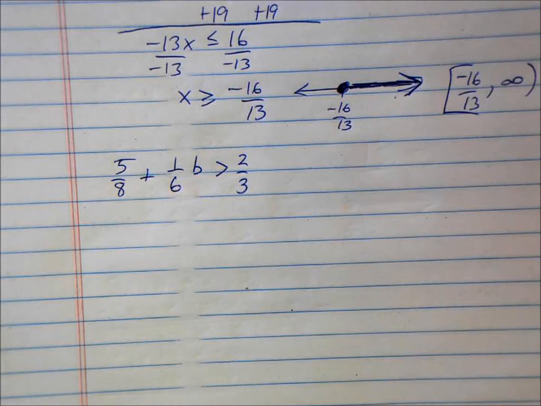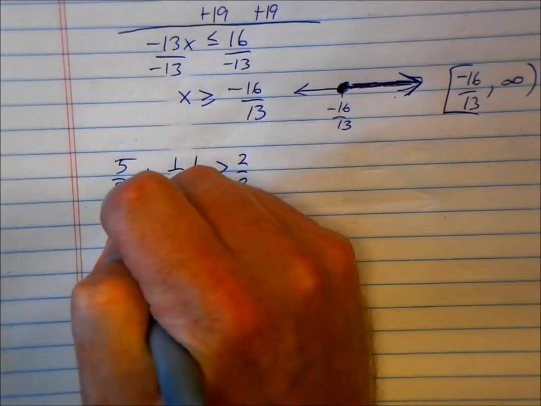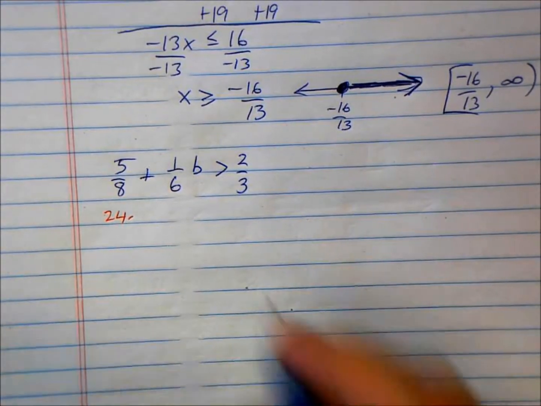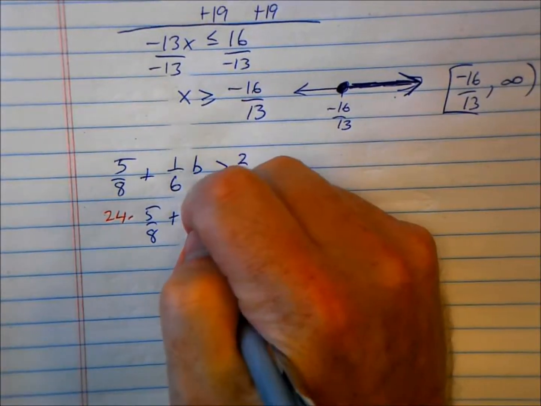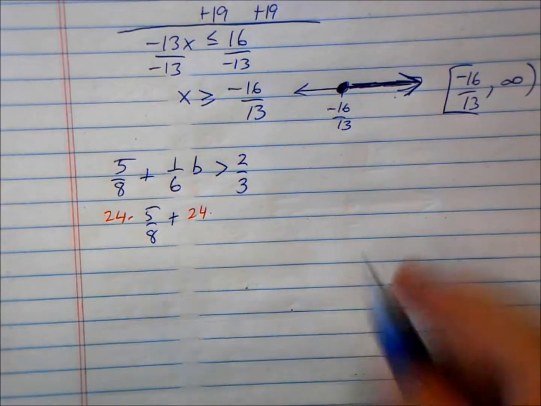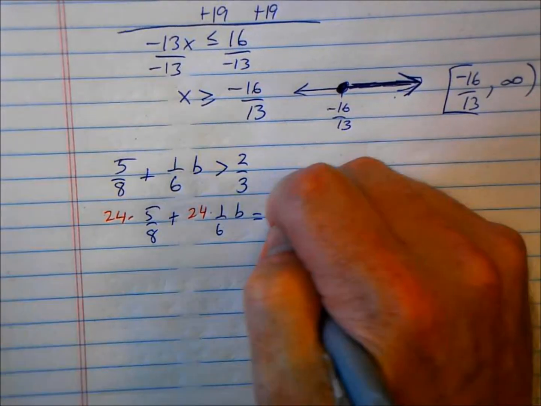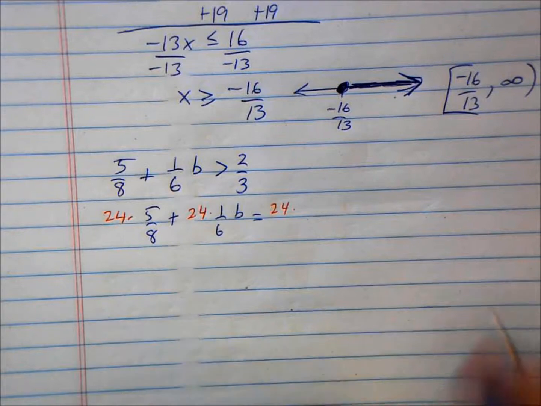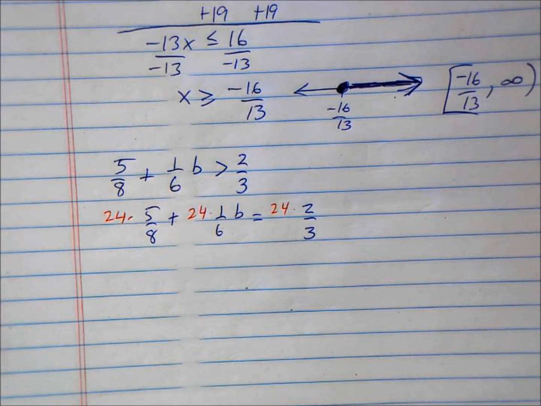That would work, but that's not what I would do. What I would do, 24 is my common denominator. What I would do is take each number and multiply it by 24. So I would take 24 and multiply it by 5/8, plus take 24 and multiply it by 1/6 b, and then take 24 and multiply it by 2/3. And I'm going to get rid of the fractions.